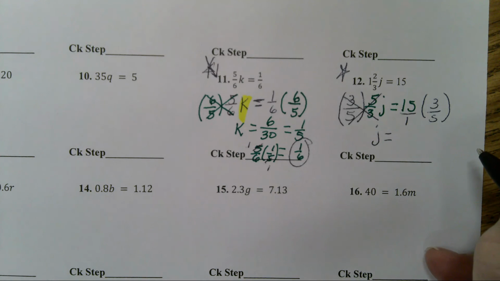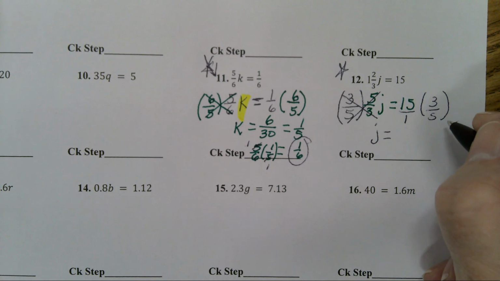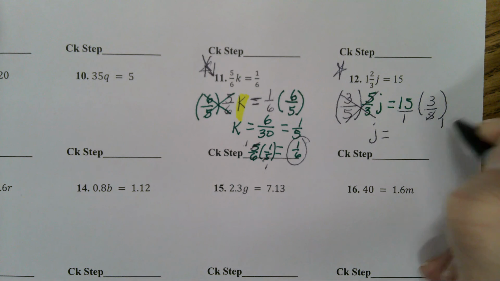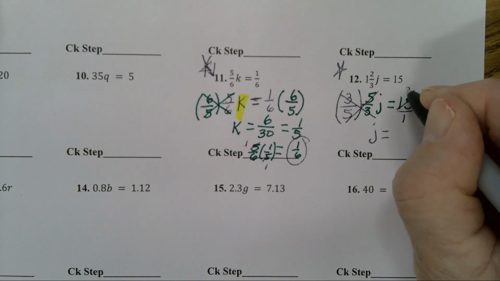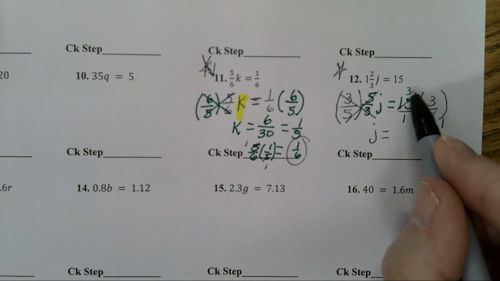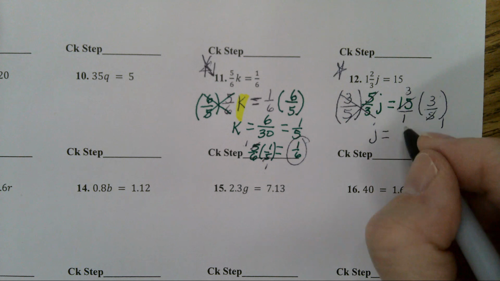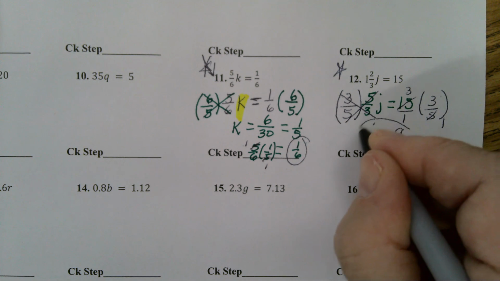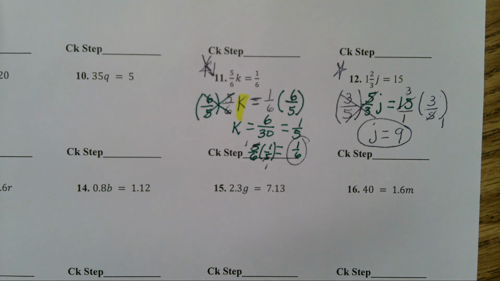Now, I'm going to simplify before I multiply so I don't have as big numbers. I know 5 will divide 5 once. 5 divides 15 3 times. 3 times 3 is 9. 1 times 1 is 1, so the answer is j equals 9.